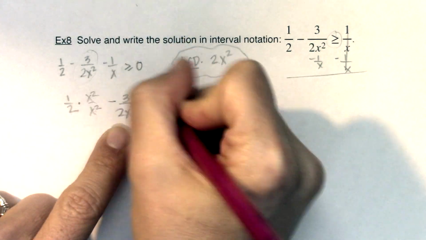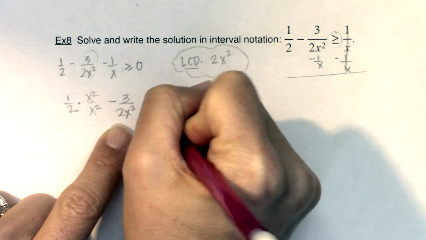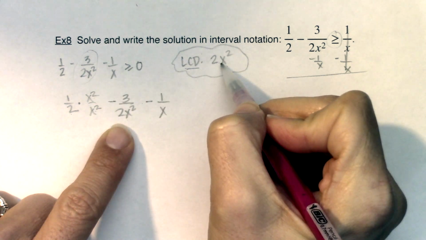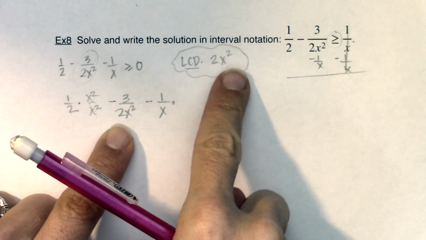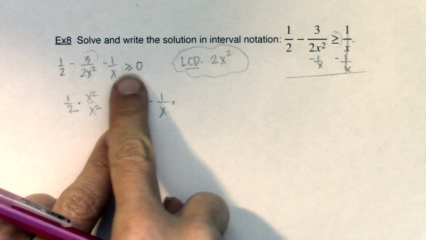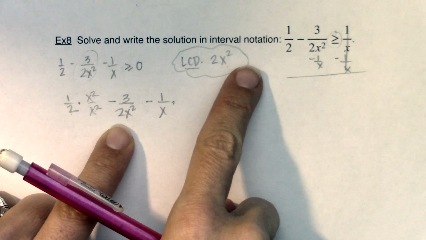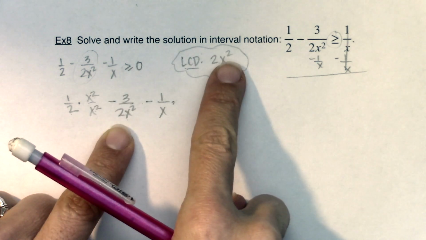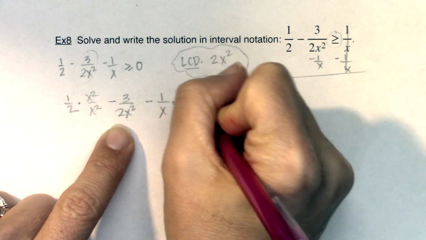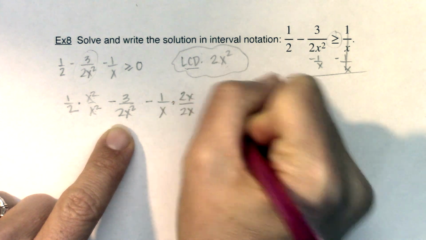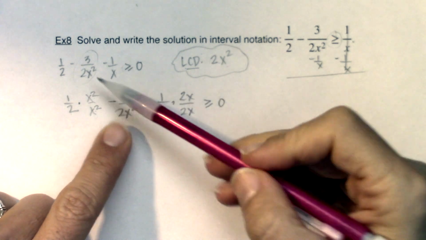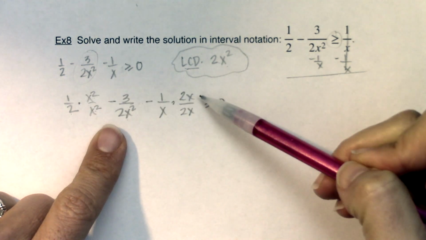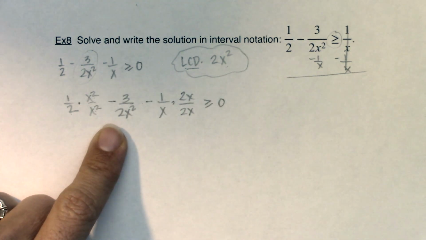All right, let's take this third fraction, minus 1 over x. From this denominator to my LCD, I can see I'm missing the 2. This is x, this is 2x squared. So I'm missing the number 2. I'm also missing a power of x, because this was x and this is x squared. So I'm going to multiply this fraction by 2x over 2x, and I'll keep that greater than or equal to 0. So I'm starting to get all of my fractions written with that least common denominator.